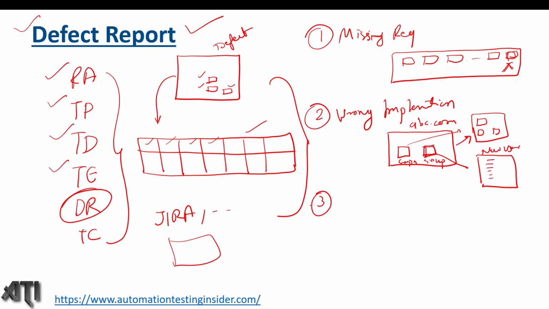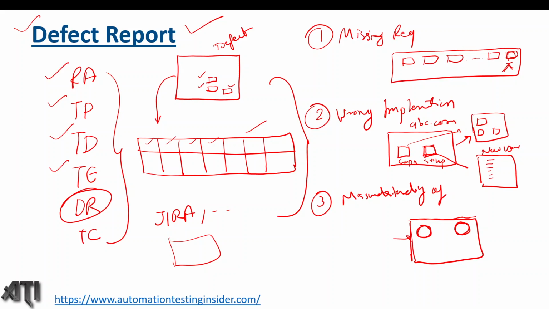Another reason why we get the defect is misunderstanding of the requirement, misunderstood by the developer. So let's say as per the requirement in the application, the logo of the company or website should be displayed at the right side of the page on every page of the application. But what happens is, while testing the application, we found that the logo is displayed at the left side. So that means this requirement is misunderstood by the developer.